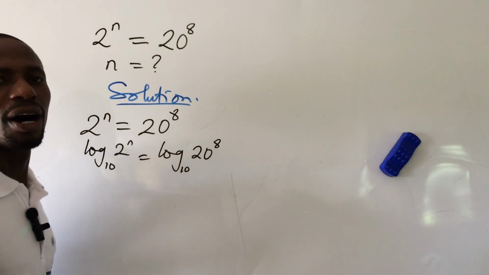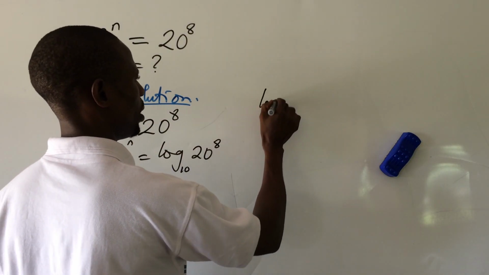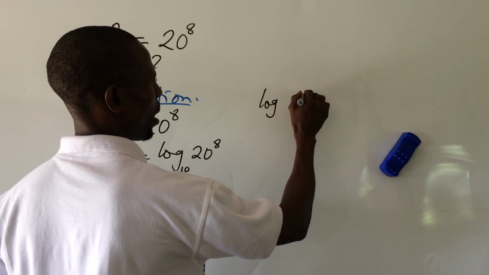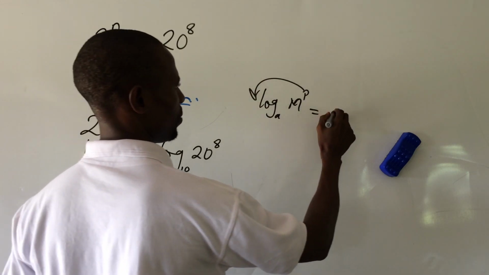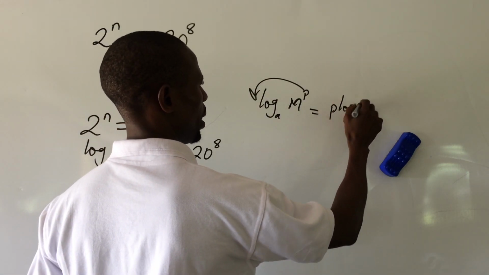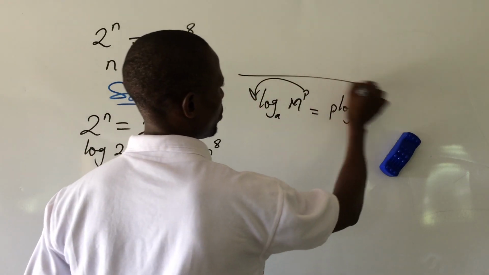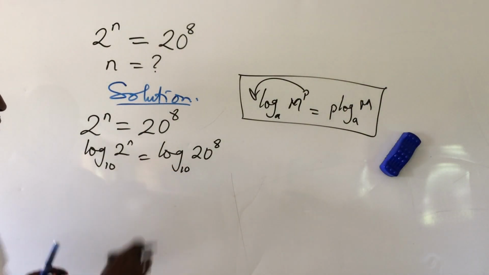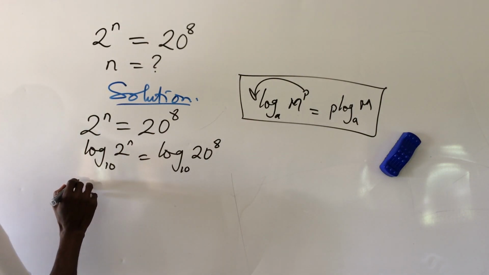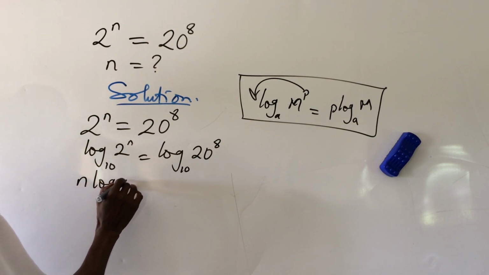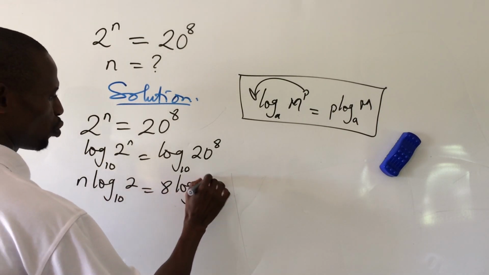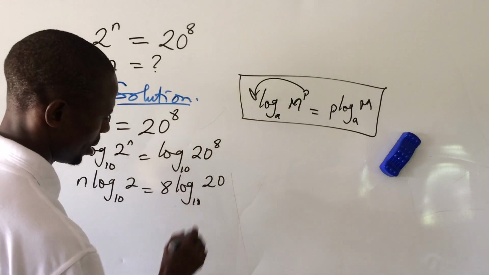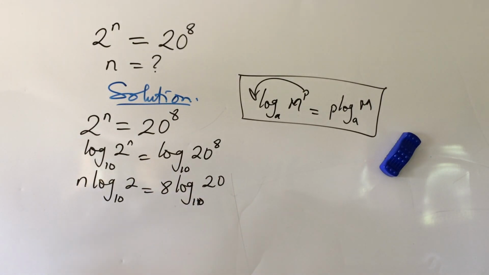According to the law of logarithm, if you have log m to the power of p base a, we bring the power back here to give us p log m base a. If we apply this power law, we're going to have n log 2 base 10 equal to 8 log 20 base 10. Very easy. From here, let's divide through by log 2 base 10.